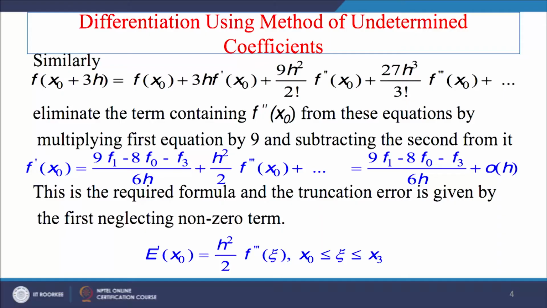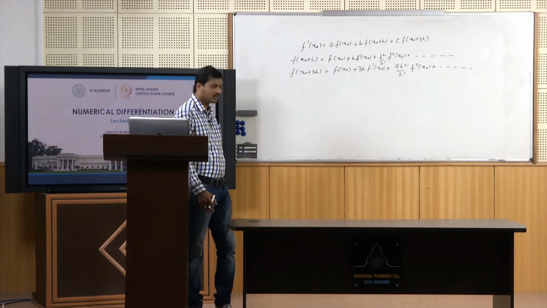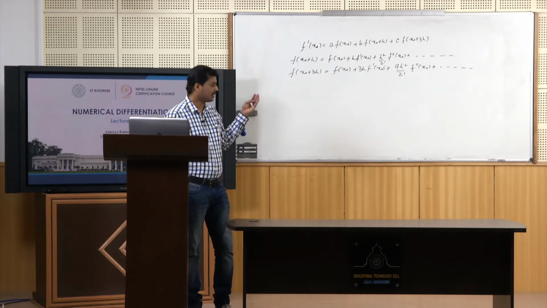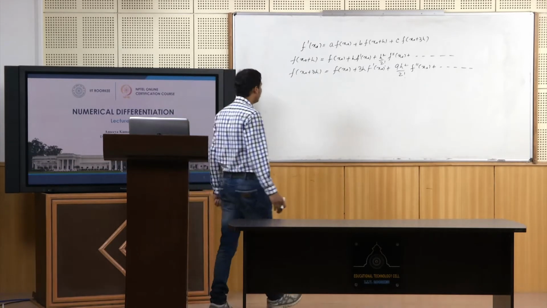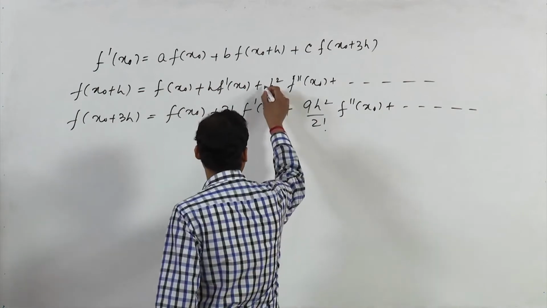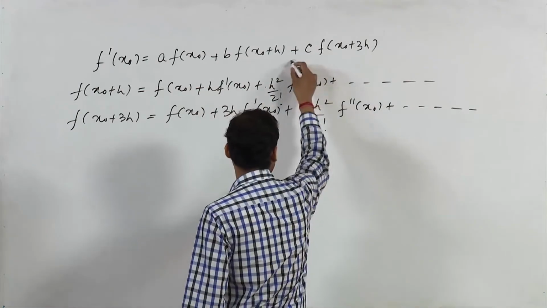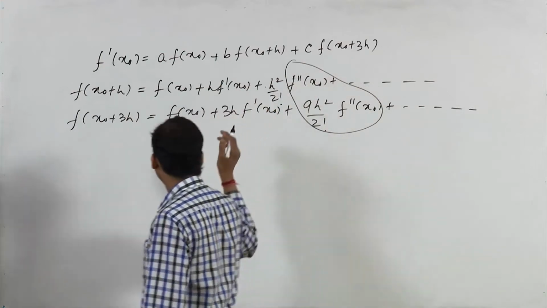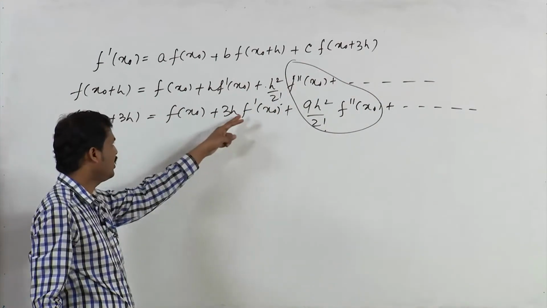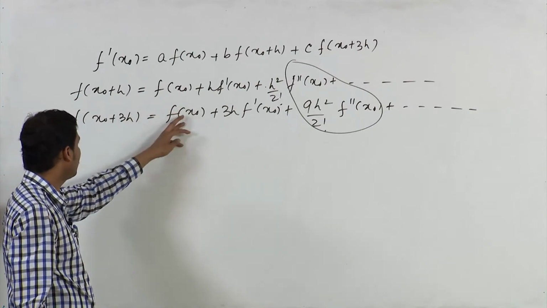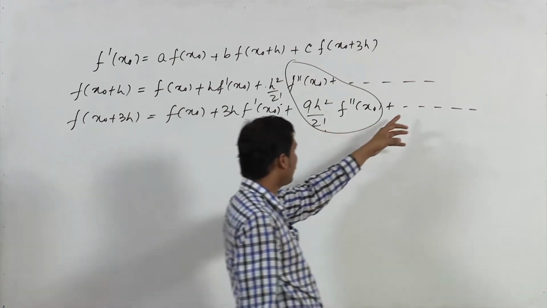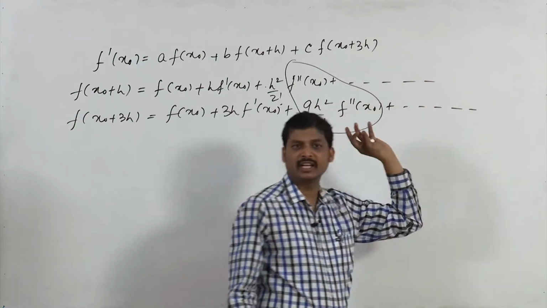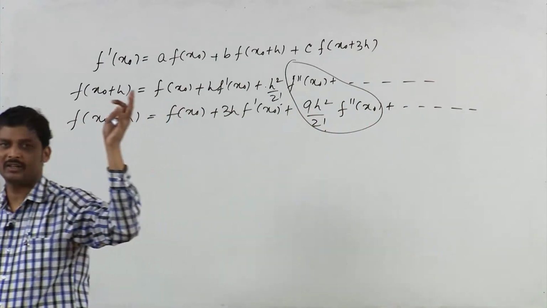If we eliminate the terms containing f double dash of x 0 from these two equations, by multiplying the first equation by 9 and subtracting the second from it, this term will go out. From there itself we can evaluate f dash of x 0 in terms of f of x 0, f of x 0 plus h and f of x 0 plus 3h, and all other remaining terms, that is, higher powers of h containing f triple dash of x 0 and other higher order derivatives.